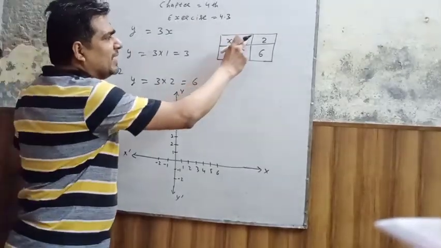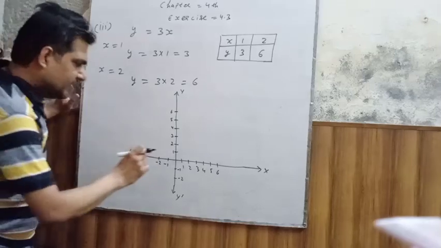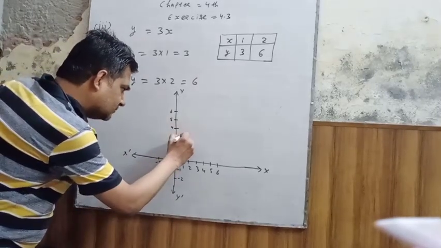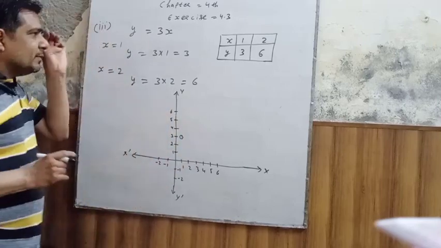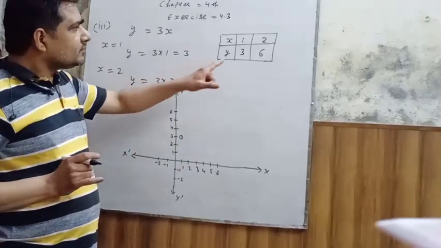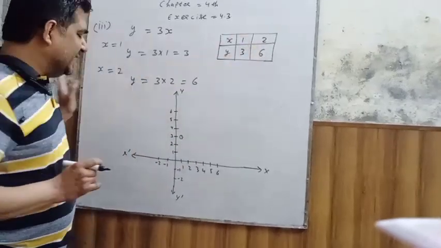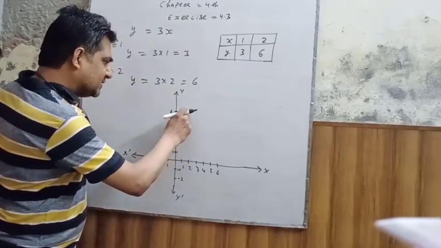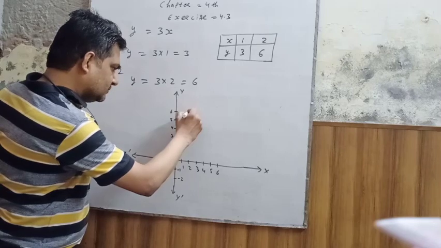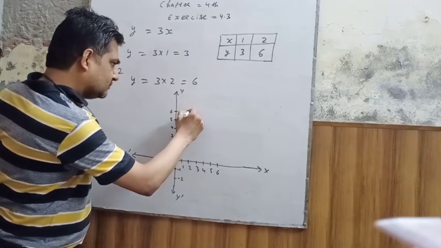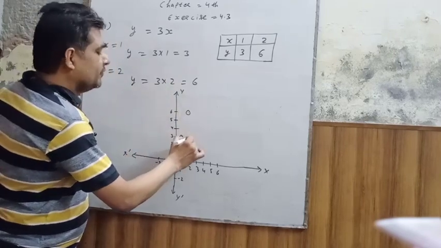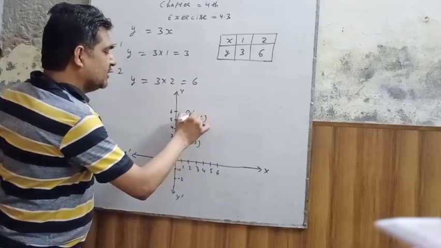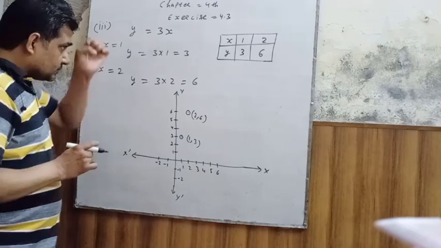So x is 1, y is 3. x is 1 here, y 3 on the positive side here. After that x is 2, y is 6. x is 2, y is 6 here. That is (1, 3). That is (2, 6). Now draw the line.